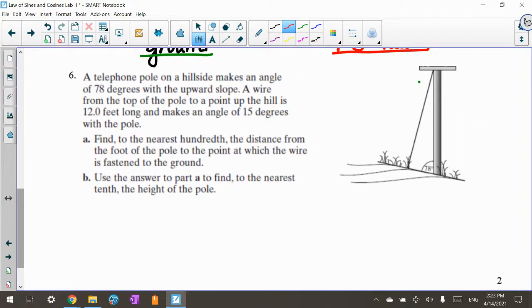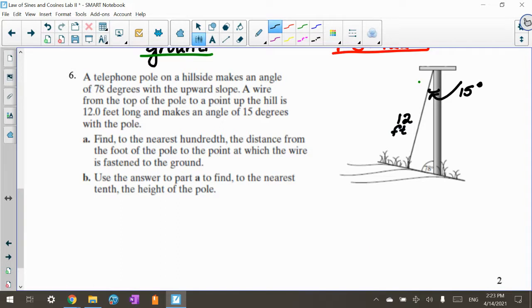Last one for this video is number 6, a telephone pole on a hillside. They gave us a picture on this one. It makes an angle of 78 degrees with the upward slope, so that's right here. A wire from the top of the pole to a point on the hill is 12 feet long. Let's label this as we go along. So this is 12 feet long, that's our wire, and it makes an angle of 15 degrees with the pole. This is kind of skinny, so I'm just going to put an arrow. That's 15 degrees right in there, and it looks little. This is 12 feet.